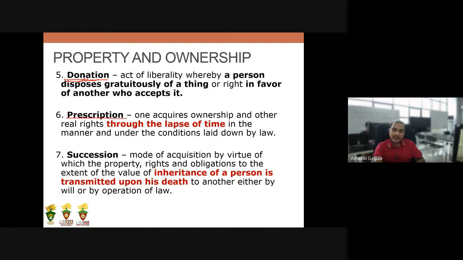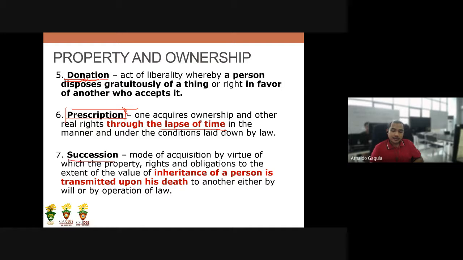Prescription is when one acquires ownership and other real rights through the lapse of time in the manner and under the conditions laid down by the law. Prescription is when what is yours is lost once you abandon it. For example, abandonment of land. If you abandon a specific land and squatters occupy your location and you just let them, there is a tendency that they can acquire your property through the lapse of time.